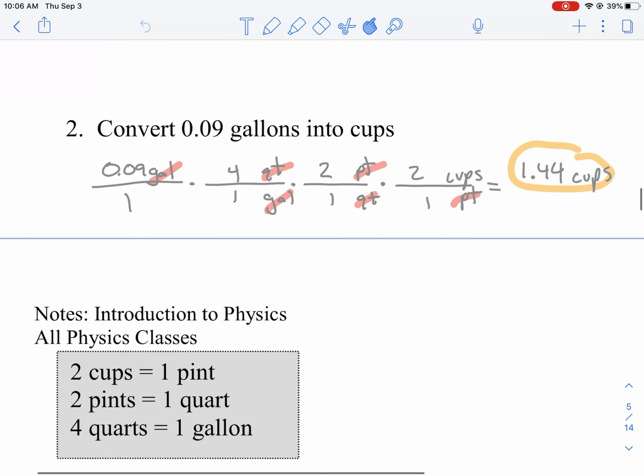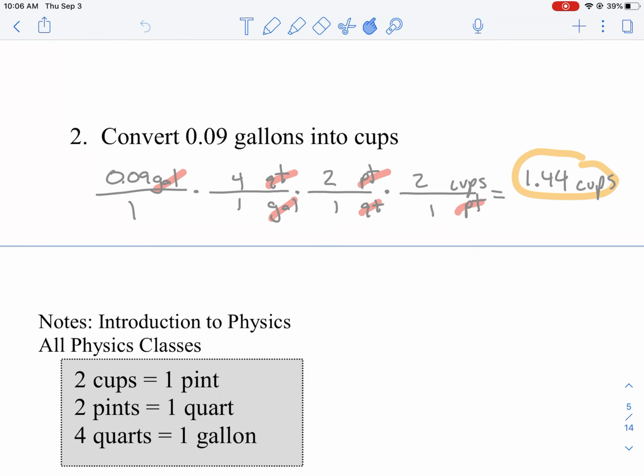So let me take a look at an example of how this might work. Let's take a look at this example right here. The goal was to convert 0.09 gallons into cups. All right, so let's take a look at the setup.